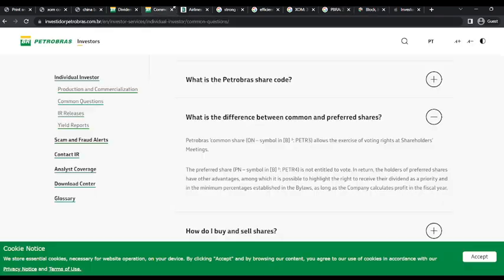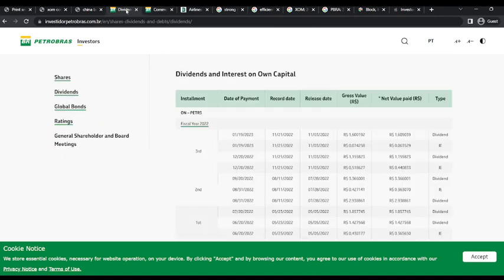But right, back to the column. Common shares get voting rights. The preferred share does not get voting rights, but is essentially guaranteed some payout from the company. And so the preferred shares are interesting.